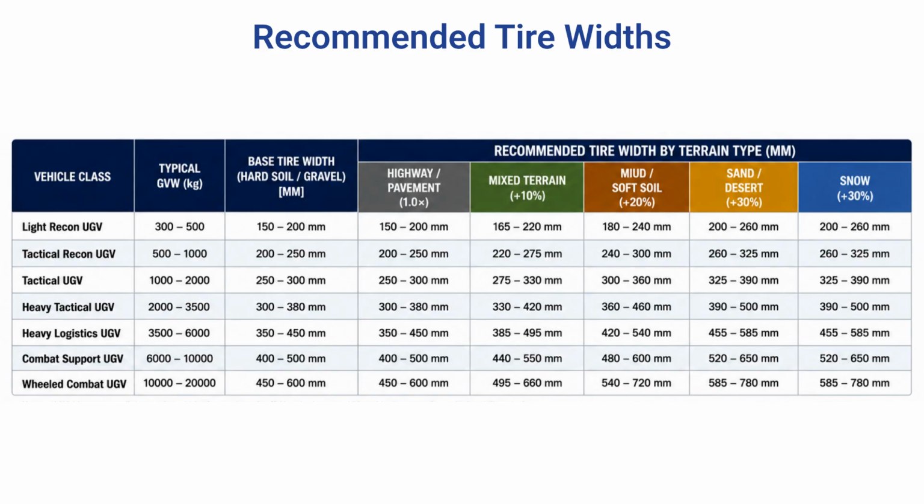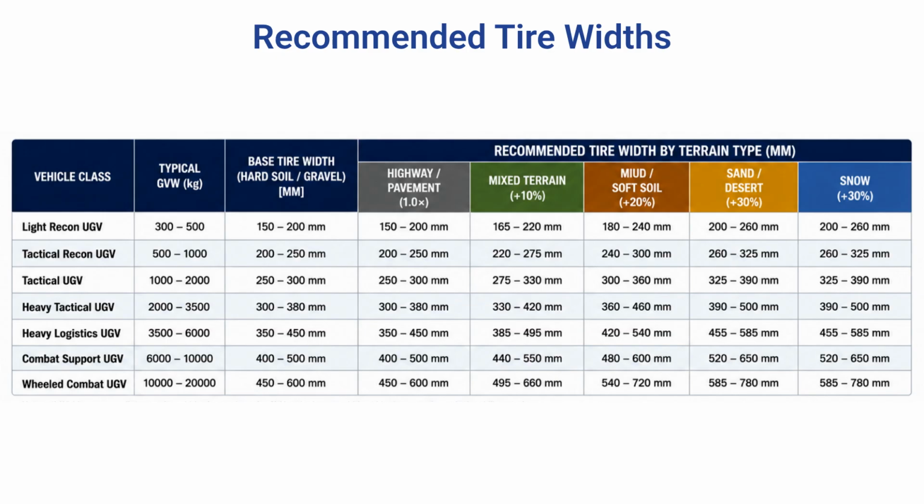This table provides a practical guideline for selecting recommended tyre width based on vehicle class, vehicle weight, and terrain type. The first column lists the vehicle class, ranging from light recon UGV to wheeled combat UGV. The second column shows the typical gross vehicle weight, or GVW, for each class. As the vehicle becomes heavier, the recommended tyre width also increases. The next column gives the base tyre width for operation on hard soil or gravel. This is the starting point for width selection under relatively firm ground conditions.